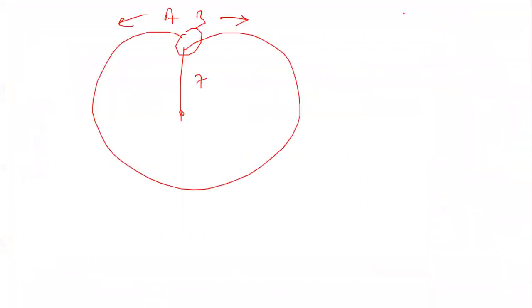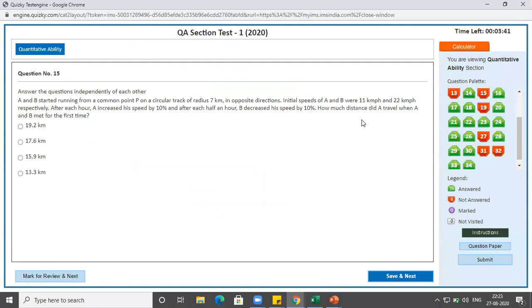So circumference पे travel करना 2 pi r. 2 into 22 by 7 into 7. 44 kilometers इनको travel करना. Okay. Easy so far. A का speed है 11 और उसका है 22. Okay. After each hour, A increases speed by 10%, and after each half an hour, B decreases speed by 10%. How much distance did A travel when A and B met for the first time?